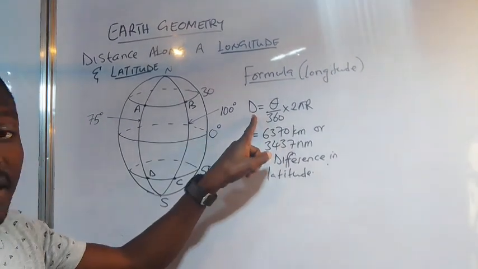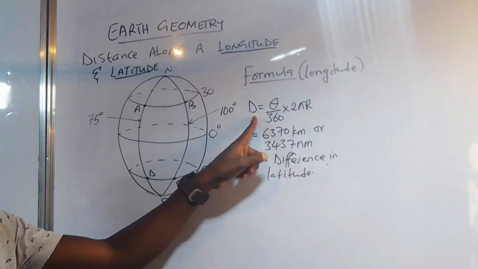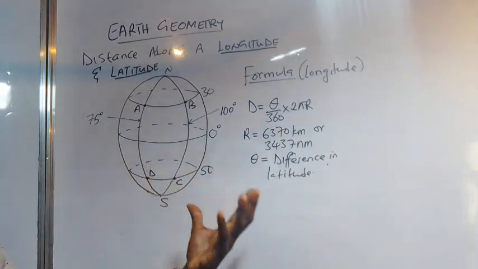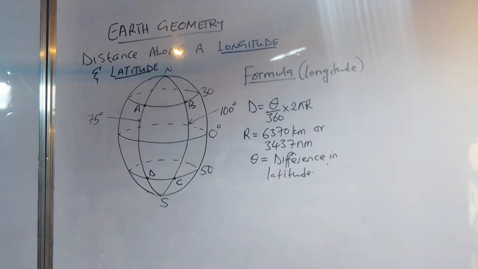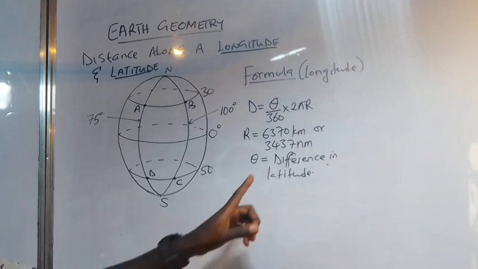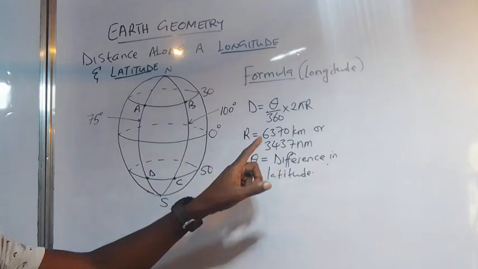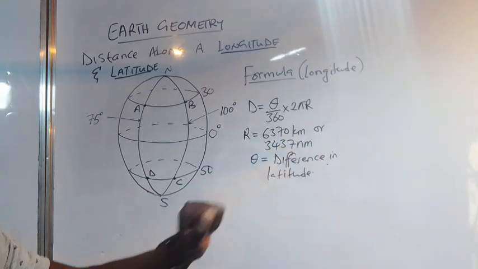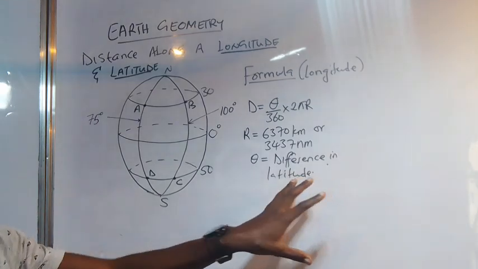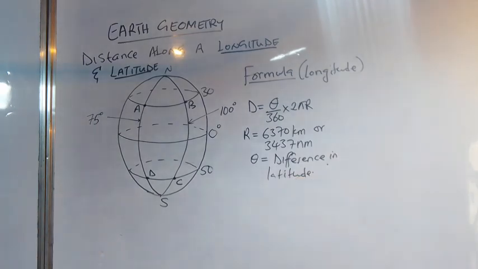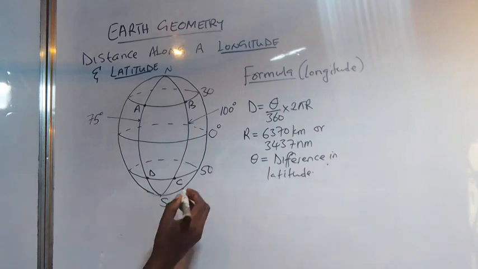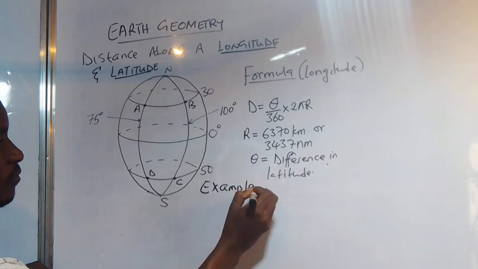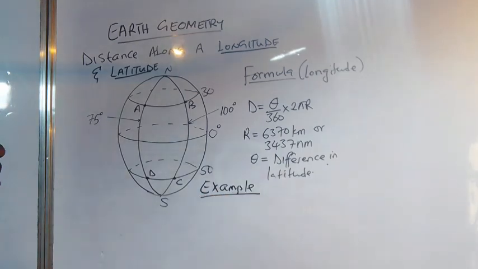So now we have distance. So D is actually distance, equals to theta over 360 times 2 pi R. And we have capital R. In the previous video, we looked at what R is. So R is actually the measured distance in kilometer. It is the 370, and the nautical miles is the 487. And then the theta is actually the difference in the latitude. So let us see on this example.